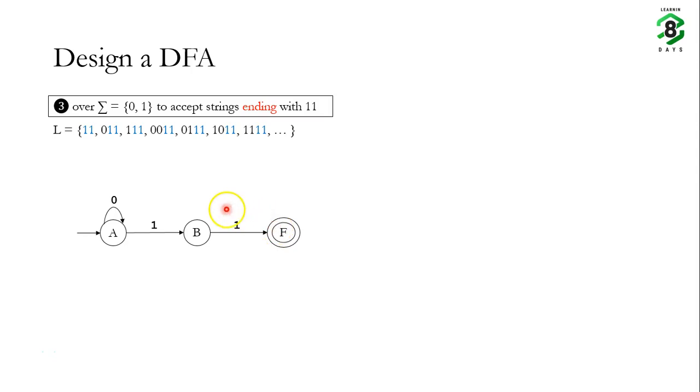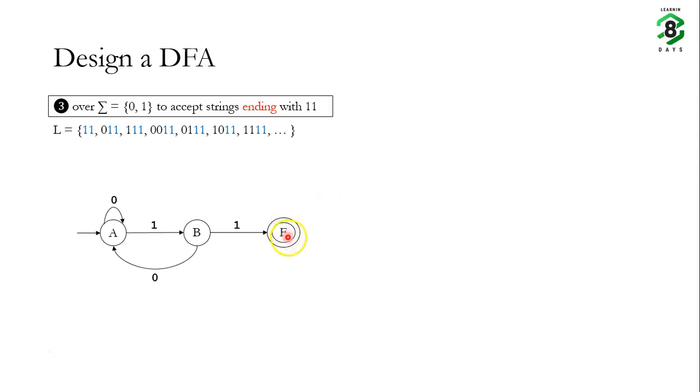So which is the state from which, if we get two 1s, we reach the final state? The answer is state A. From state A, if we get two 1s, we will reach the final state. So in state B, if we get a 0, we go back to state A, since after this, if we get two 1s, we can go to the final state.